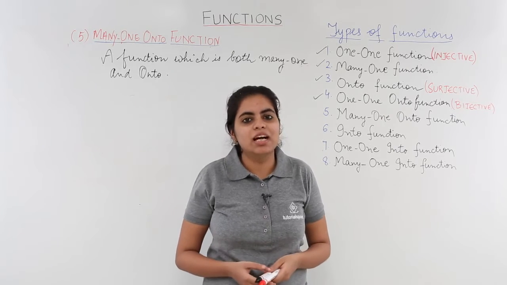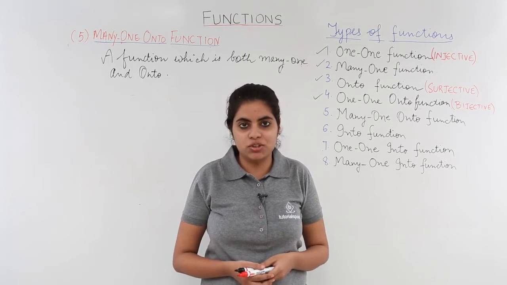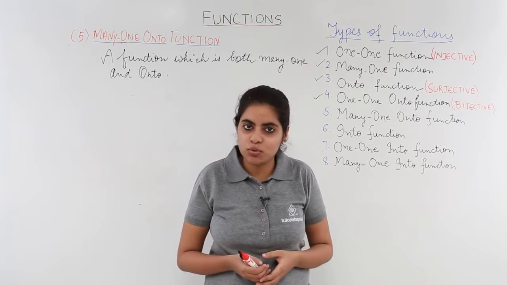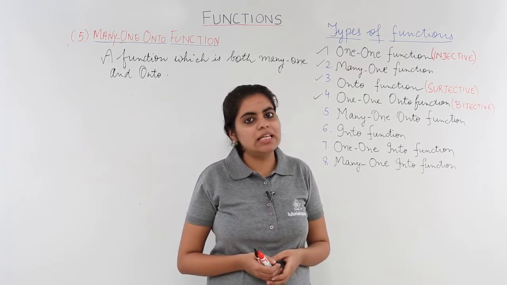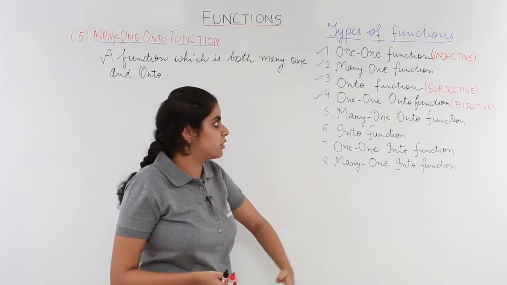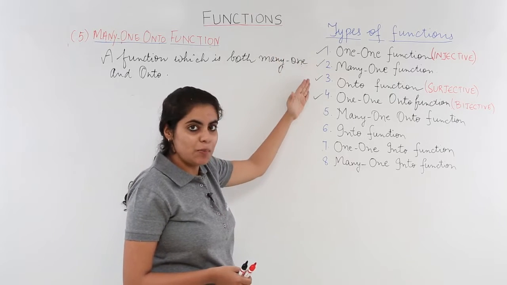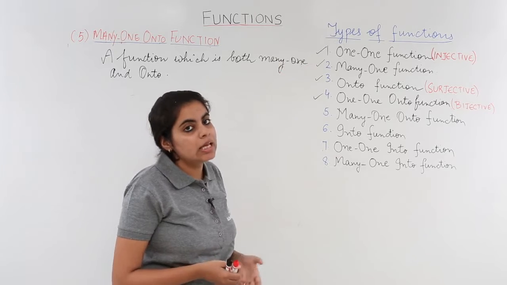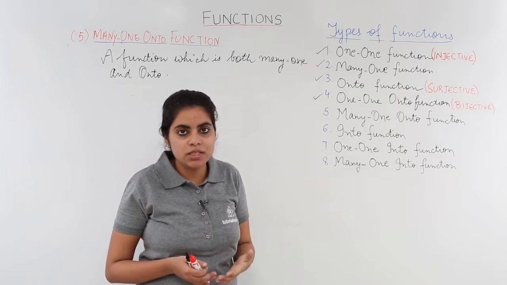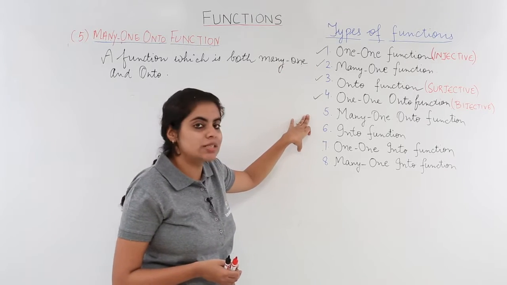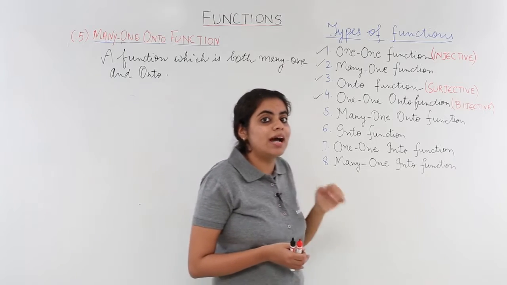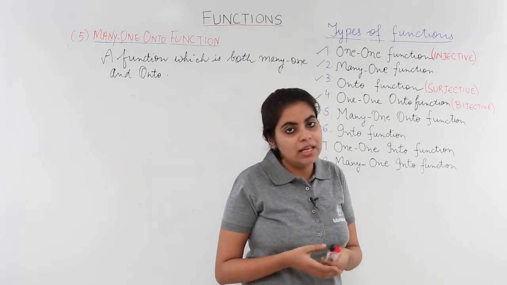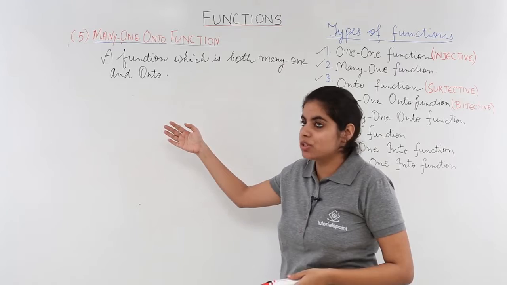In this video, we study another type of function called many one onto function. We have already studied 4 types of functions, namely one one, many one, onto and one one onto. This is the next video in the series in which we are going to study the 5th type called many one onto function. Let's get started by reading the definition.